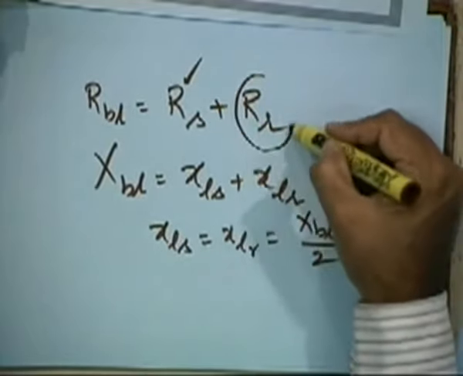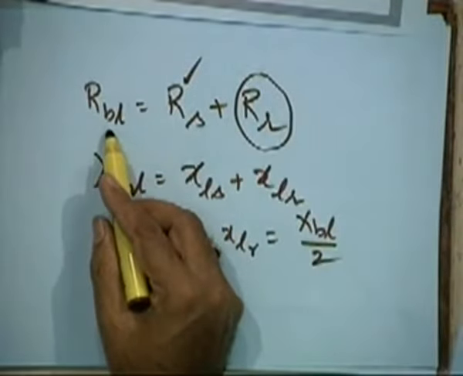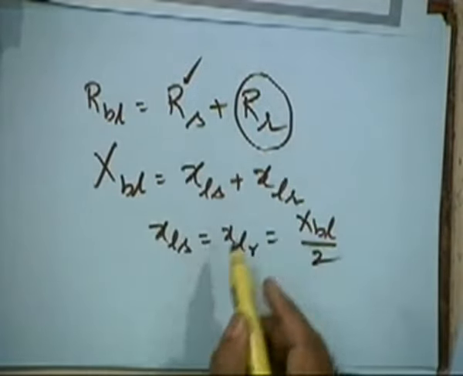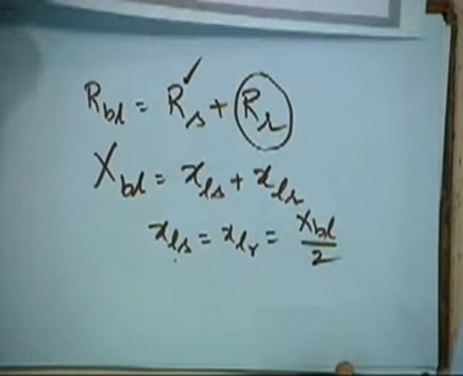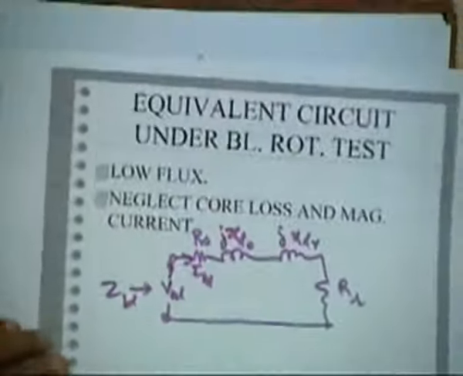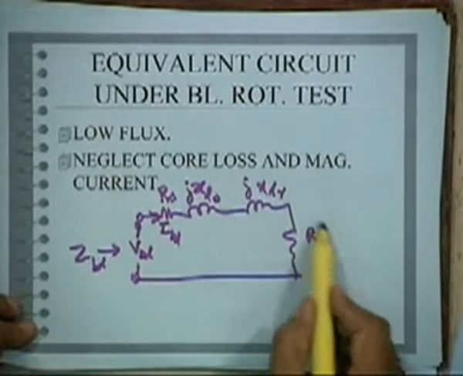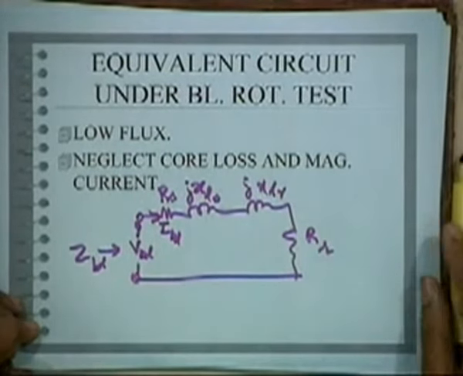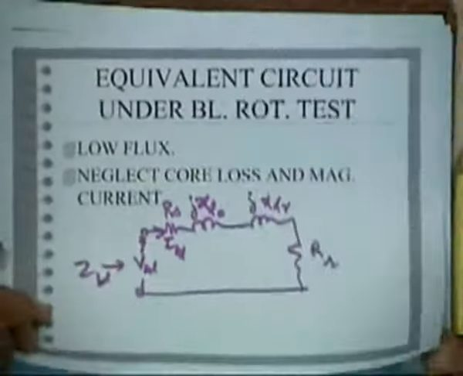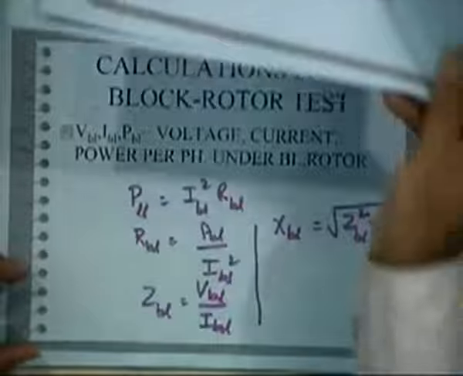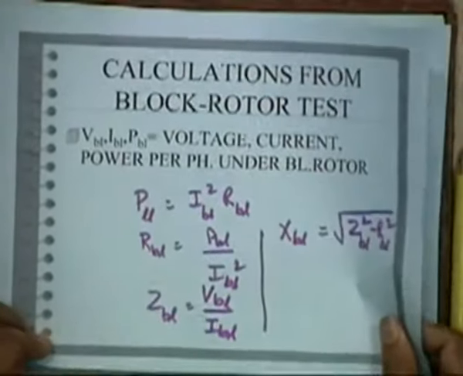You know RS from the earlier measurements, so knowing R blocked rotor and RS you can find RR, and from X blocked rotor you can find XLS and XLR. So you have found out both the things. So you are able to determine all these parameters from the blocked rotor test. This is similar to the short circuit test in transformers. So you have calculated these parameters.